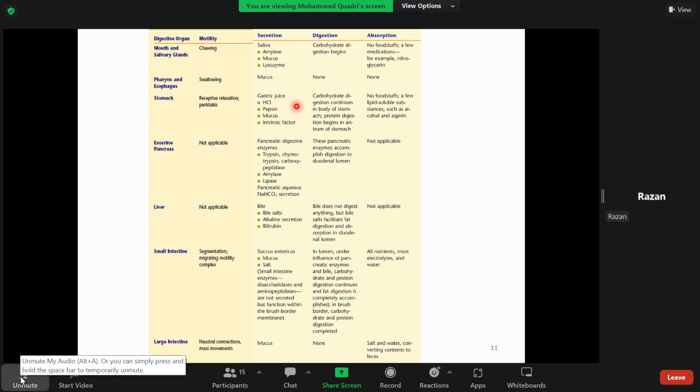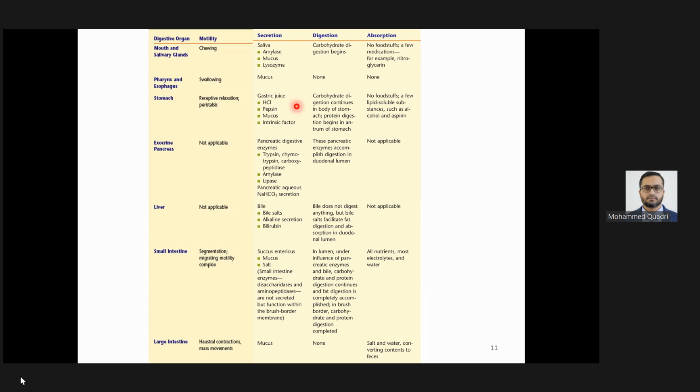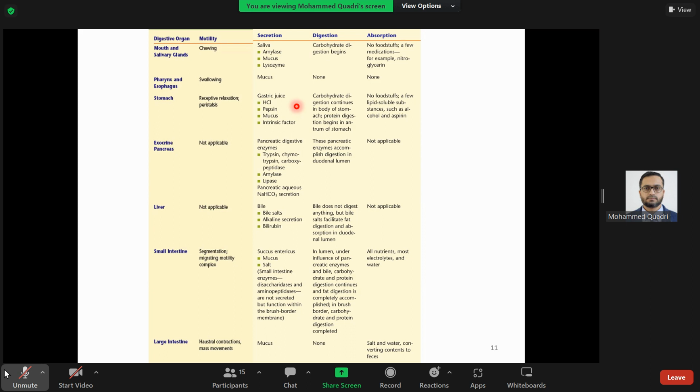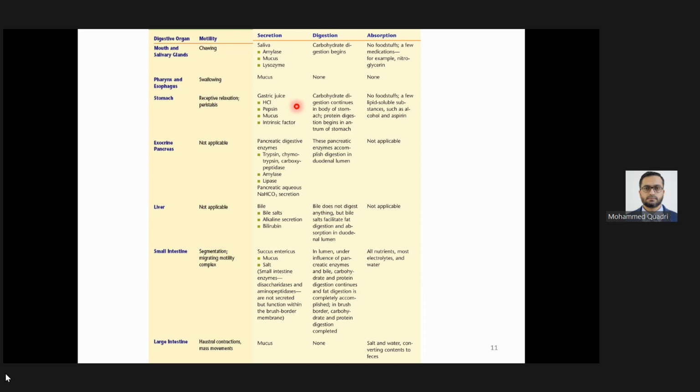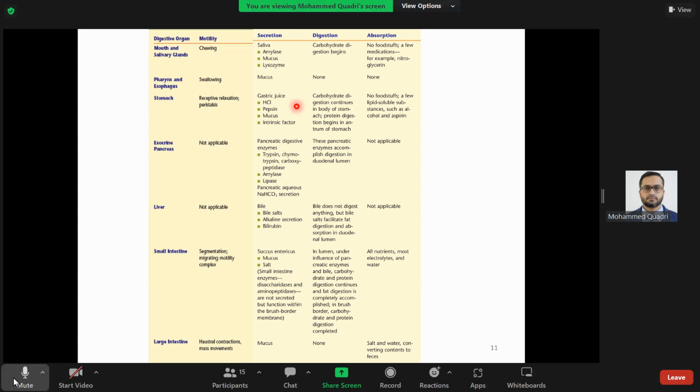Cephalic, gastric, intestinal. In the cephalic phase, mainly the control is neural, vagal. In the gastric phase, what is the main control? Both hormonal and neural.